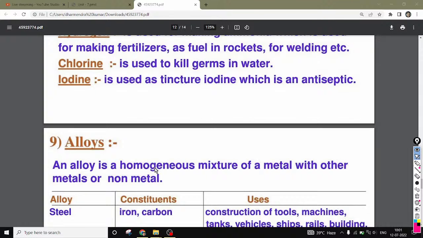So to remove or to control the goiter, people have to maintain the level of iodine in their body. And next we have the alloy.